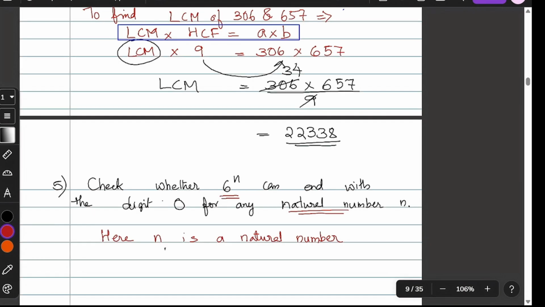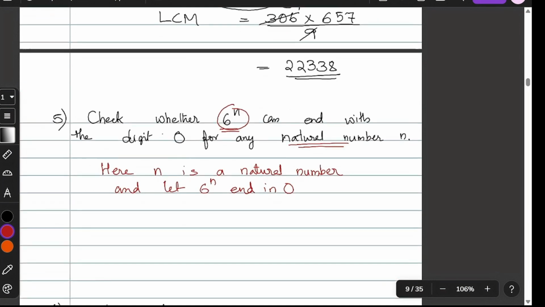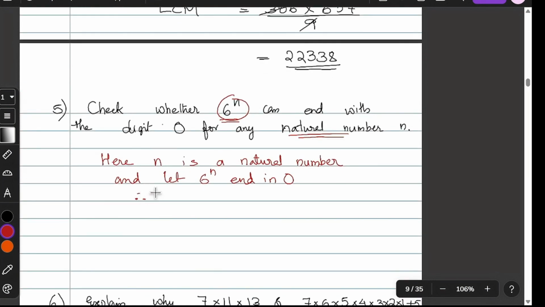Then what do we have to do? And let 6 raised to n end in 0. Okay. In that case, then what can we write? Therefore, I can write that 6 raised to n is divisible by what?